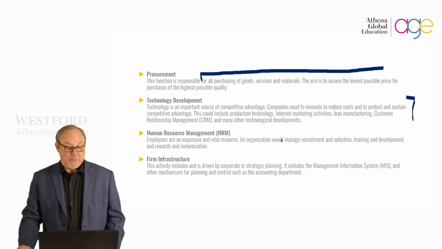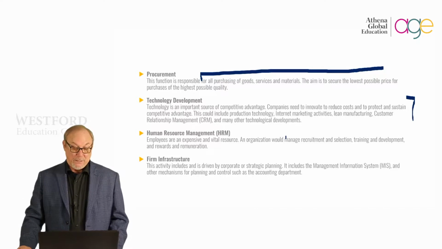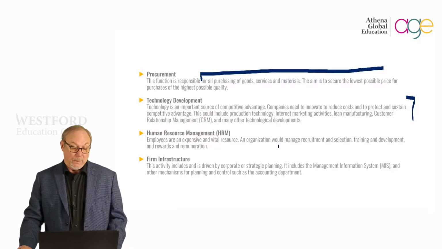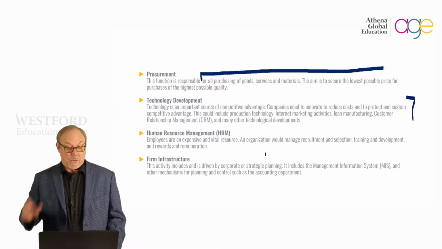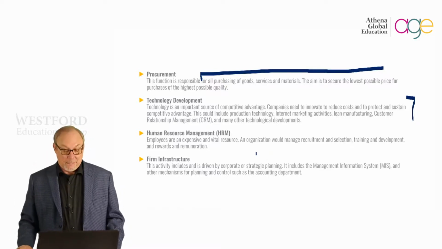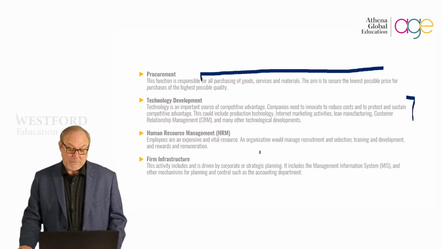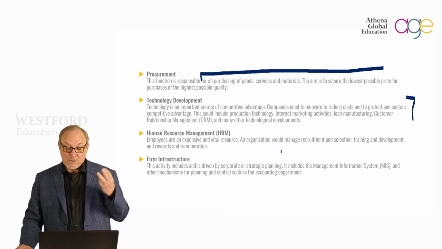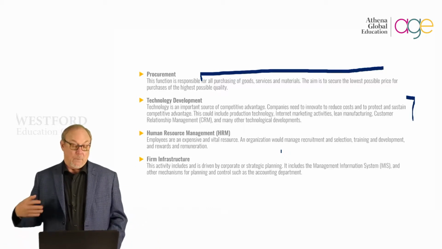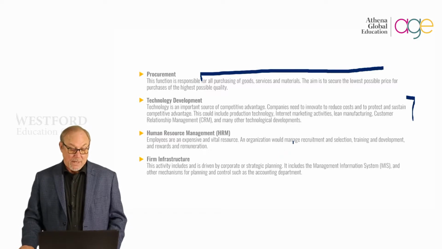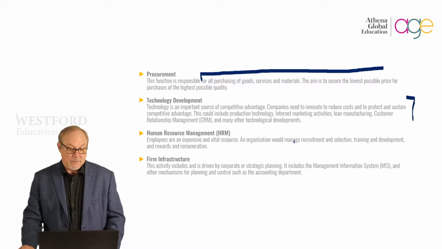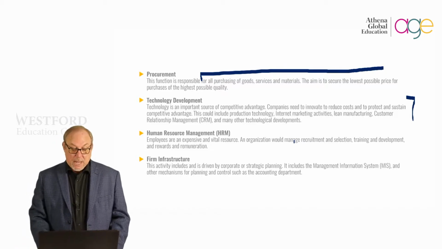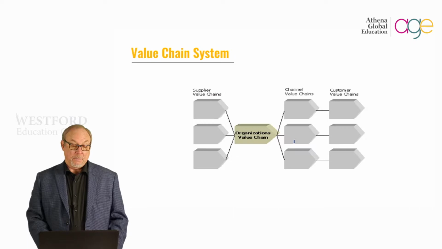Human resource management. That has to do with people. At some point, you have to have people involved in the process. Employees are an expensive and vital resource. In fact, one could make the argument they are the most important resource. An organization would manage recruitment, selection, training and development, rewards, and what are they going to get paid? And finally, the firm's infrastructure. Activities includes and is driven by corporate or strategic planning. It includes management information systems and other mechanisms for planning and control, such as the accounting department.